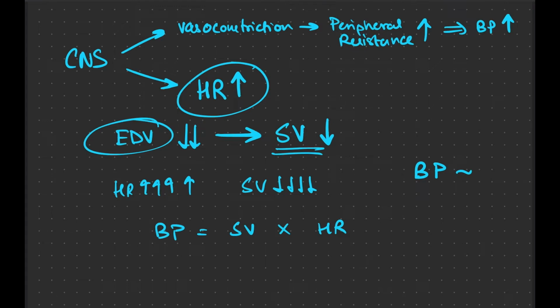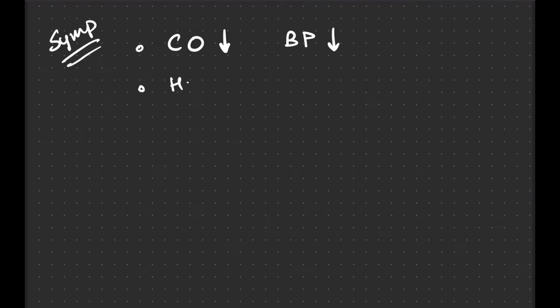And why is the stroke volume very low? Because the end diastolic volume, the venous return to the heart, is very low, because in general the blood volume is very low. So how will you identify that this person is in hypovolemic shock? What are the signs and symptoms? So number 1, the cardiac output of the person is very low, blood pressure is very low, but the heart rate is massively high. Because of the compensatory mechanisms, the heart rate is very high.